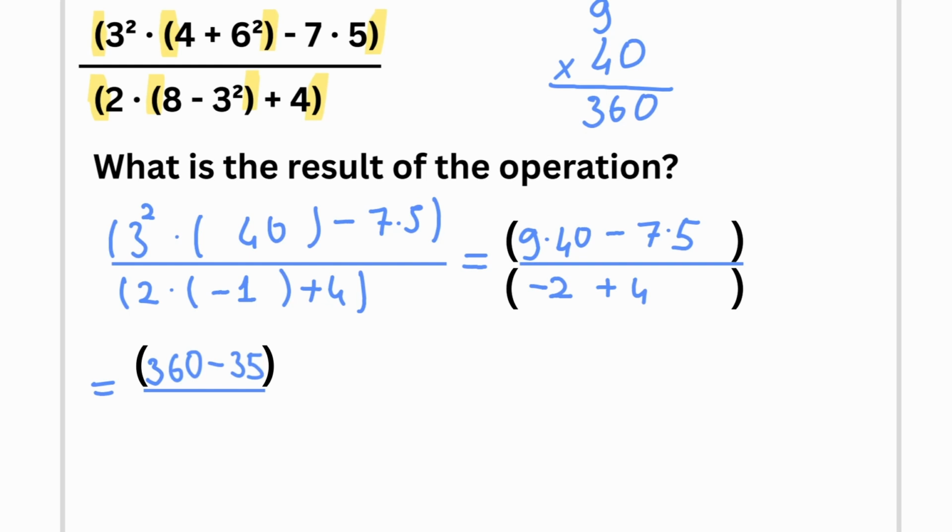-2 plus 4. Subtract smallest from the largest. 4 minus 2 is 2. Sign of the largest is positive, so the answer is just 2. And we're doing the last couple operations.